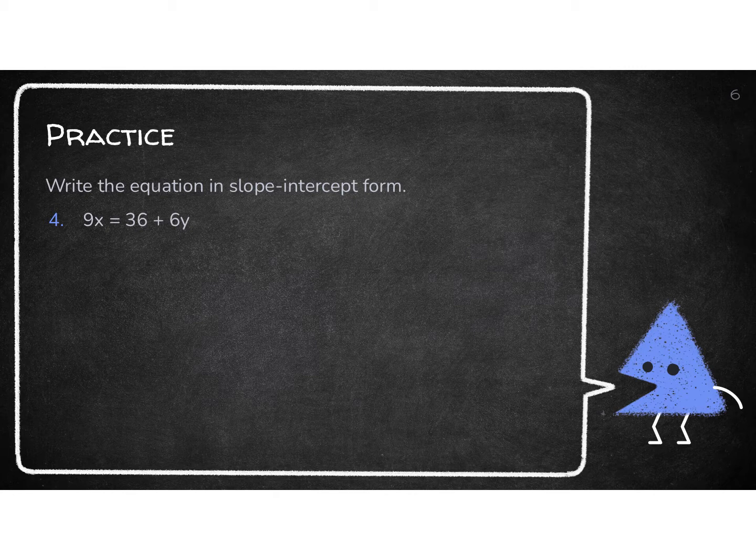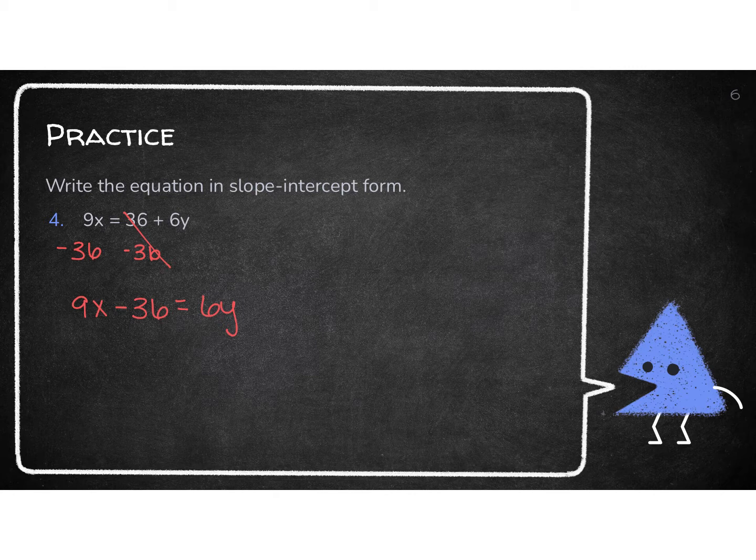I have to get rid of whatever's being added or subtracted to the y. Well, this positive 36 is what's being added, so I have to get rid of a positive 36 by subtracting 36. What you do to one side, you have to do the other. So when I look at 9x minus 36, I cannot combine that because one has an x and one does not. So I'm going to leave that as two separate things, 9x minus 36 equal to 6y.